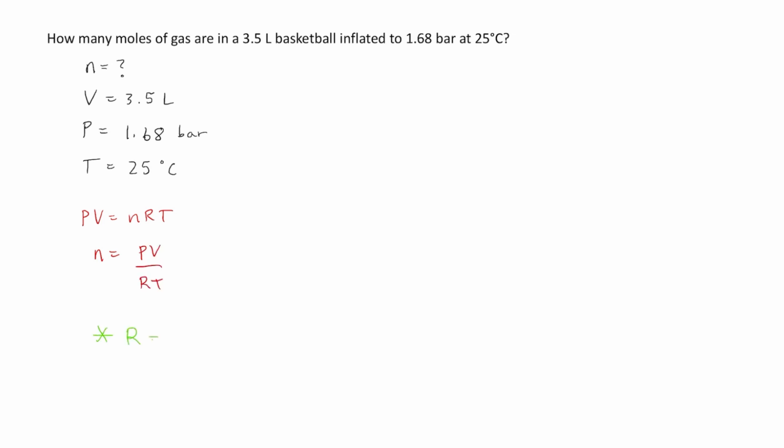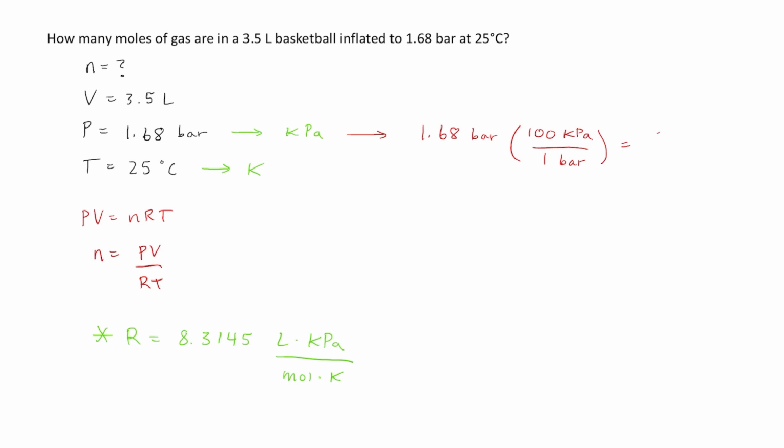Now before you go plugging in any values, you need to make sure everything has the correct units. Now if I use this gas constant, the pressure has to be in kilopascals and the temperature has to be in kelvins. So let's start by converting our pressure into the correct units. We know there's 100 kilopascals in 1 bar. So when we do the conversion, we can see that the pressure is 168 kilopascals.